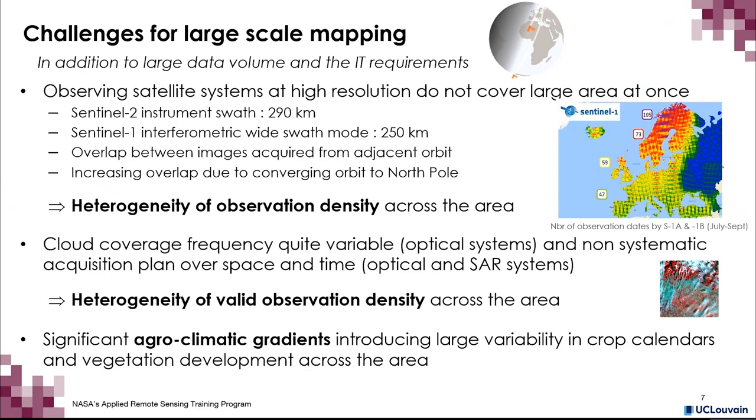The third main challenge is related to the ground surface. Indeed, over large areas, we can observe significant agroclimatic gradients, meaning that the rainfall will vary from one area to another, and the temperature will vary from one area to another, introducing large variability in crop development, in crop calendar, and even in land cover development. This will lead to a very large diversity for a given crop type, for instance. Within the same country, we may have a given crop type which is at emergence, while on the other side of the country, it is close to harvest. There is no way we can combine these two signatures in a given crop type.